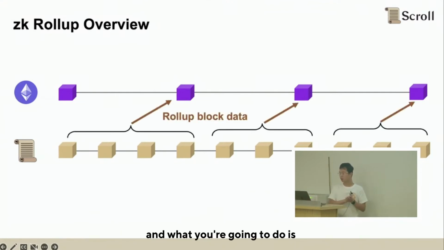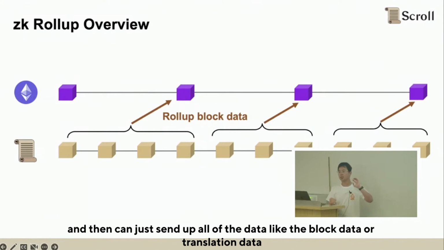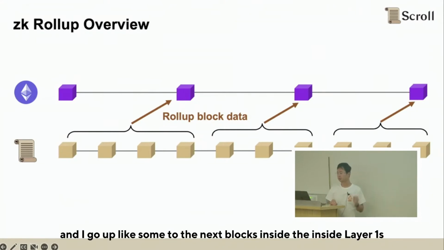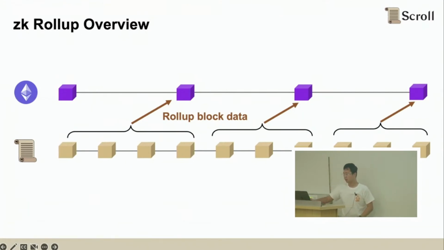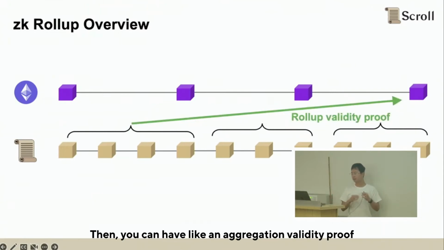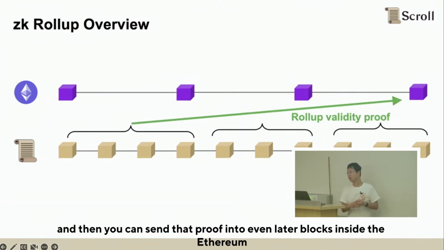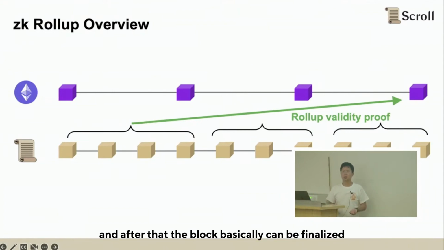And then what you're going to do is first aggregate all of the blocks within that time period, and then send up all of the data, like the block data or transaction data, and roll up, sending it to the next blocks inside layer 1. And after a while, because the proof generation takes a longer time, you can have an aggregation validity proof that aggregates the previous batch of the blocks, and you can send that proof into even later blocks inside Ethereum. And then after that, the block basically can be finalized.